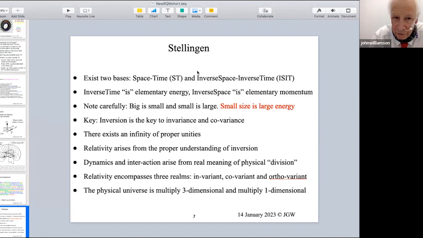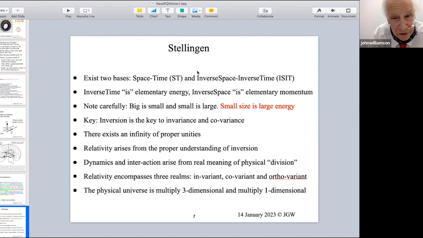One very important thing is that there are two bases. There's a space-time basis, but equally there's an inverse space, inverse time basis. Both are perfectly good sets of coordinate systems, one of which is the space in which you move, space-time, but the other is the space in which you exist, the inverse space, inverse time space, in which inverse time is frequency. E is h nu: energy is Planck's constant times frequency. There's a sense in which energy is frequency. This is the energy space. This is the space of content. Inverse space is momentum. Inverse space, inverse time is the four momentum. And four momentum is content.